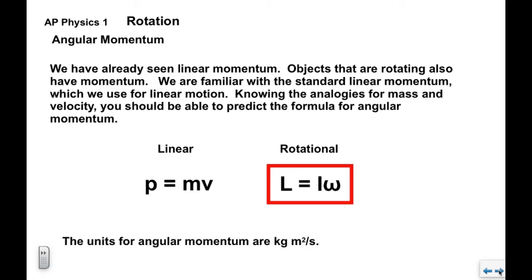The units for angular momentum are kilogram meters squared per second. Again, the radians in the omega term, radians per second, go away because we want them to. And we have the units for rotational inertia, kilogram meters squared, times radians per second. We're left with kilogram meters squared per second.